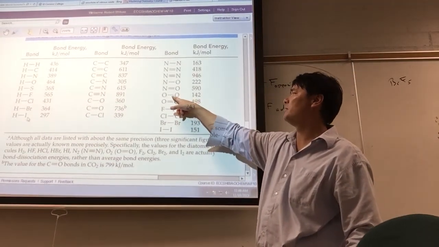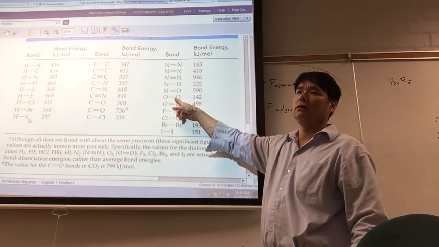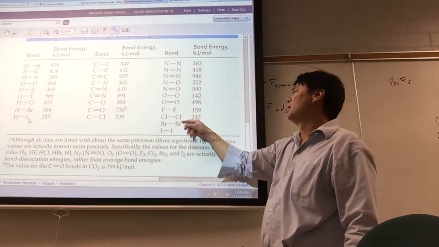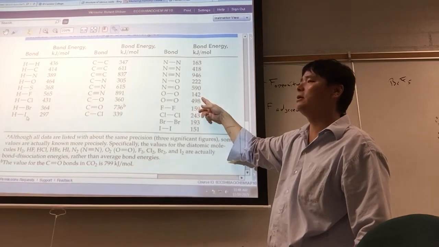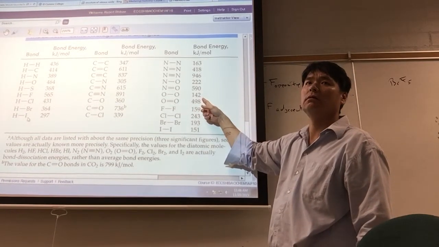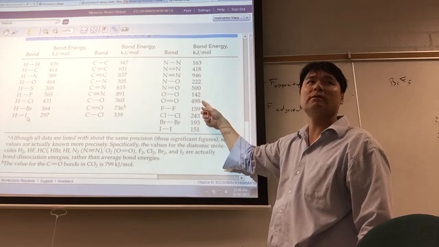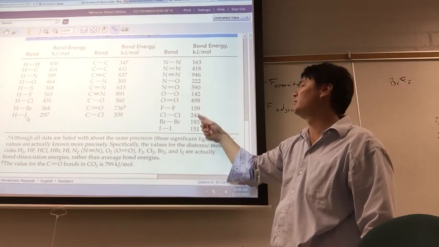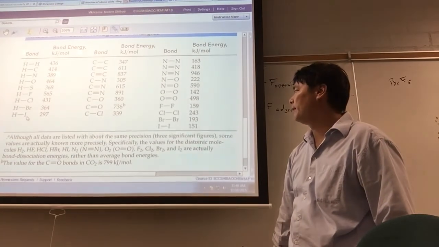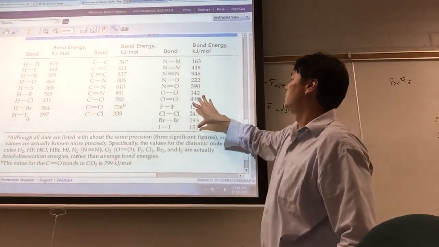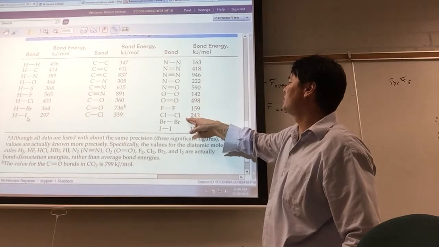The oxygen-oxygen bond is called a peroxide link. The peroxide, look at that, 142. Is that the weakest bond here? The peroxide bond? It's the weakest bond here. It's even weaker than iodine, and iodine's got a weak bond. So that's saying something.